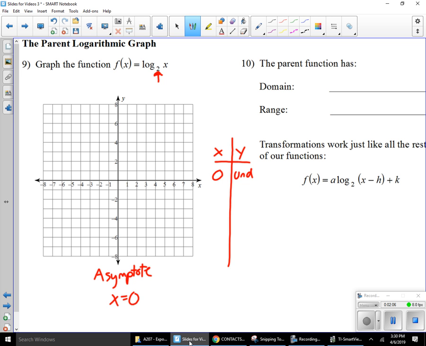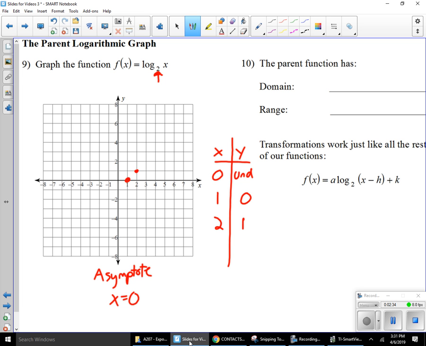After that, though, our powers of 2 can help us out. If we put a 1 into x, log base 2 of 1 is asking what power I can raise 2 to in order to get a 1. That's just 0. If I put a 2 into x, that's like asking what power I can raise 2 to in order to get a 2. Well, that's just 1, because 2 to the first power is 2.